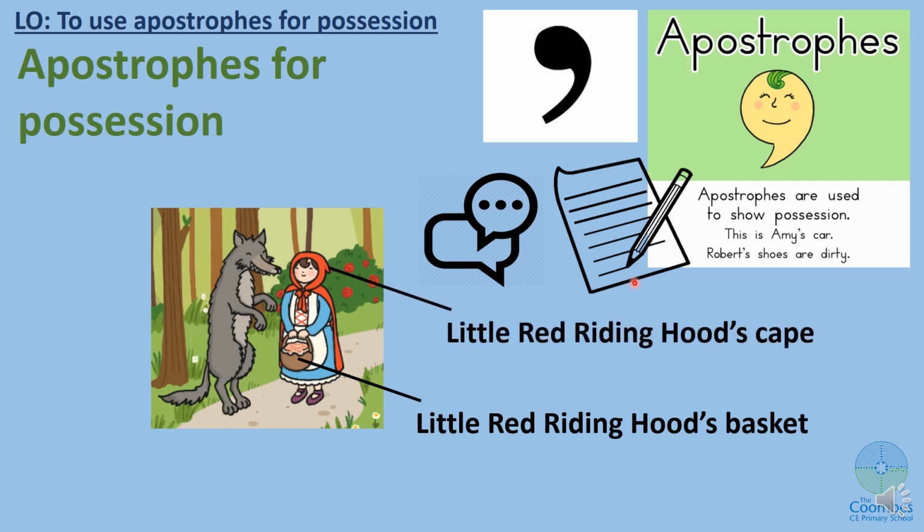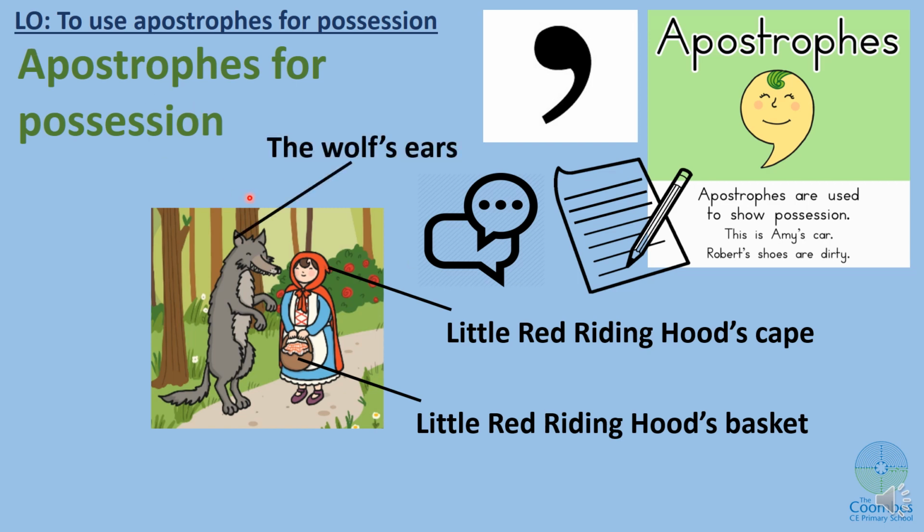Little Red Riding Hood's cape. The cape that belongs to Little Red Riding Hood. And notice with the apostrophe how it comes before the S. So we've got Little Red Riding Hood, apostrophe S, cape. The cape belonging to Little Red Riding Hood.